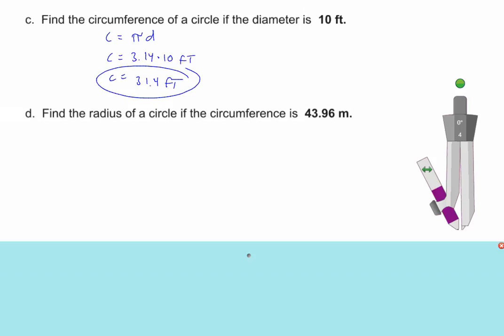Pretty simplistic. For some reason, this next problem gets students, so I'm going to see if you can do it. Here's the problem. Find the radius of a circle if the circumference is 43.96 meters. Find the radius, all right? I'm going to pause and let you guys try that one.